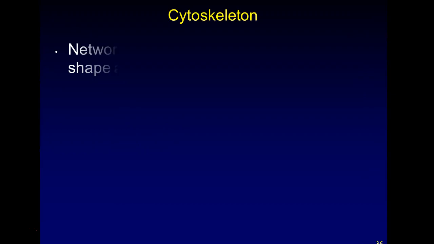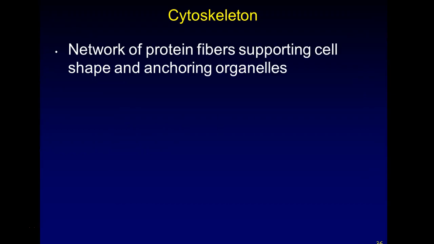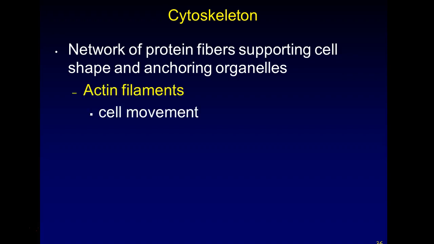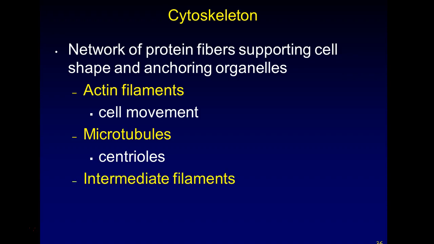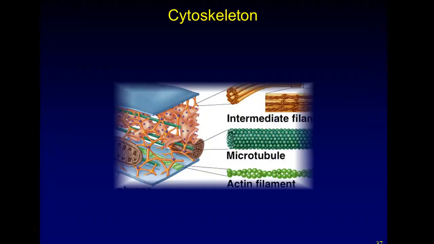The cytoskeleton is a network of protein fibers supporting the cell shape and anchoring organelles. We have actin filaments, which have to do with cell movement. Actin is a protein. We have microtubules, which come in the form of centrioles. Centrioles will play a very important role in cellular division. And then intermediate filaments.